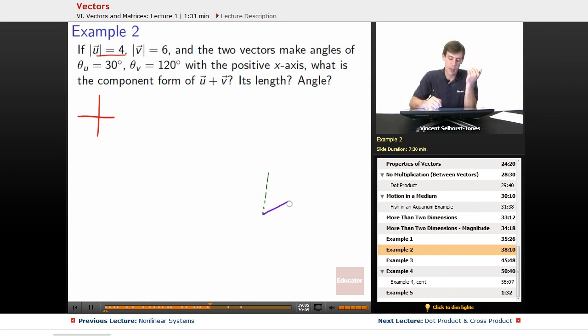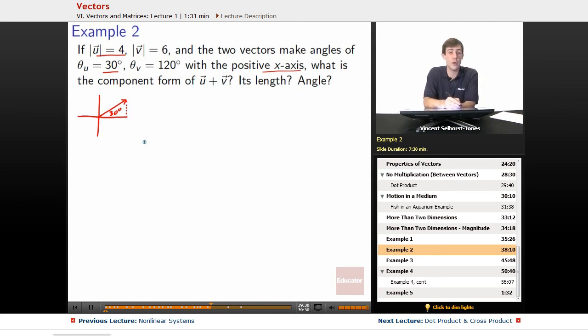So our first step is to get a component form out of each of them, because once we have a component form for u and a component form for v, it's easy to add them together. Then we add them together, and then we can figure out the length and the angle. So our first step is to get a component form. So u equals 4, our theta u is 30 degrees. Remember, it was with the positive x-axis. So our angle, 30 degrees, like this.